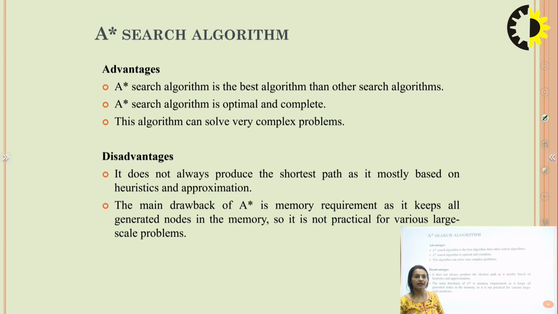If the heuristic and the approximation value is not accurate, it will be very difficult to find your solution with the help of A star, because if the heuristic is not updated, the answer will not be updated. So this will be a disadvantage. The second disadvantage could be the memory requirement, as it keeps all the generated nodes in the memory. So it is not practically possible for various large scale problems. If the problem is large scale, there could be a disadvantage in this.